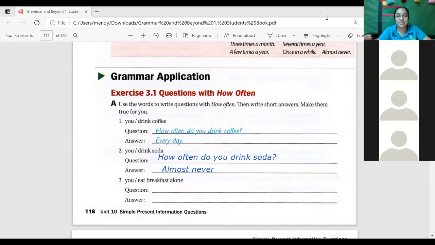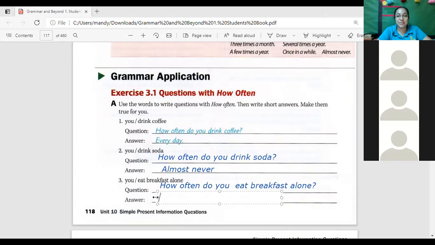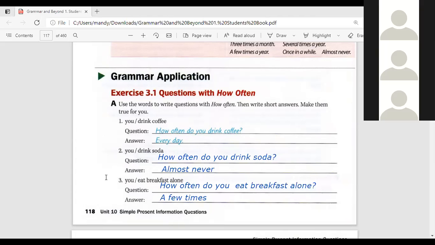I have the answer here in the chat. Natalia Torres: how often do you eat breakfast alone? Yes, you are right. How often do you eat breakfast alone? And you answer. So you can answer a few times. It's possible. Excellent. Abby, how often do you eat breakfast alone?